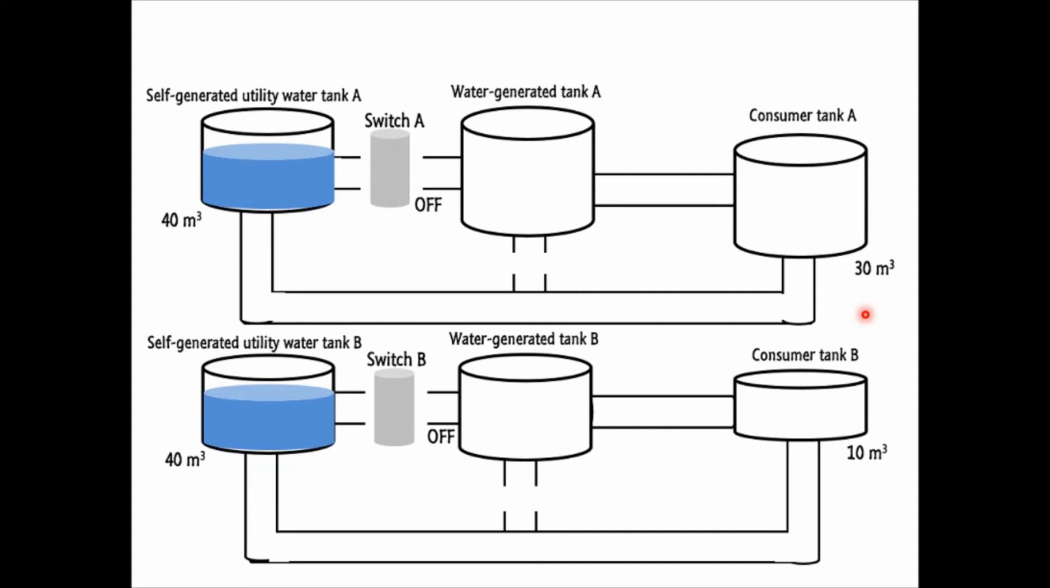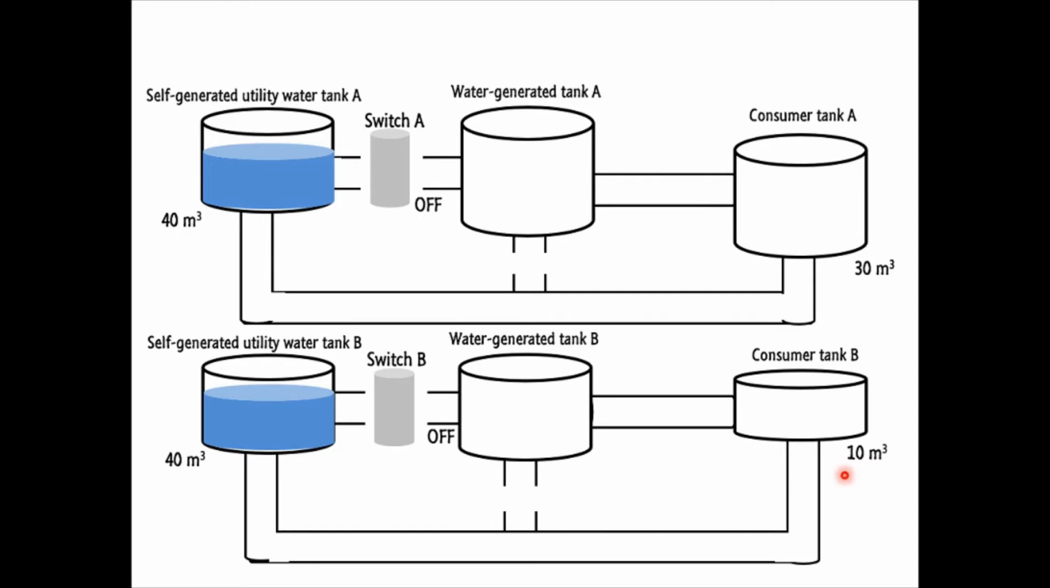Now, let's consider the operation of two water distribution systems. In both systems, the utility tanks have 40 cubic meters of water. However, consumer A only needs 30 cubic meters, while consumer B requires 10 cubic meters of water. Based on the consumers' demand, this system will perform a step-down function.